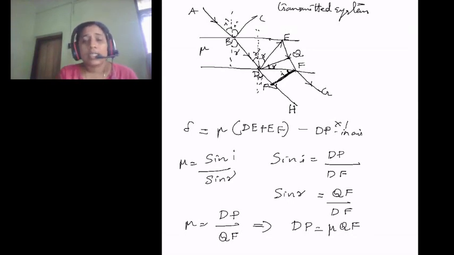Now we have to consider the same situation in the case of a transmitted system also, because we can view a film, soap bubble or oil film in the transmitted system also. Then what is the case there? There is a small difference between this transmitted system and the reflected system. So we have to derive the expression for path difference in this case also.